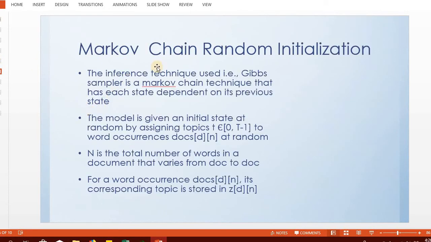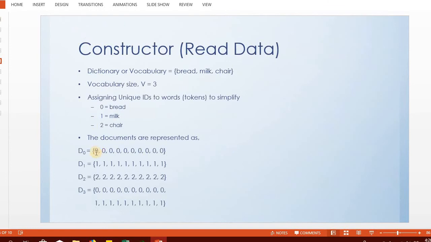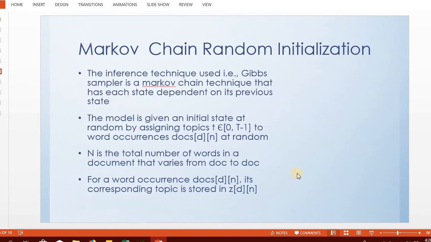The first thing we are going to do here is that since topic models follow a Markov approach, we are going to assign the model any random state. By any random state we mean that in the Z we are going to assign labels at random to each word occurrence in each document. In other words, we are going to say this word belongs to topic 0, this belongs to topic 1, 0, 1. Since we have only 2 topics, each word in each document is going to be given a topic label which can either be 0 or 1 at random. So this is how we are going to give an initial state to our model.